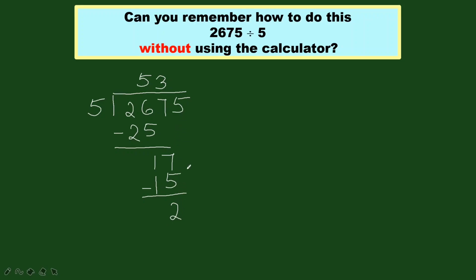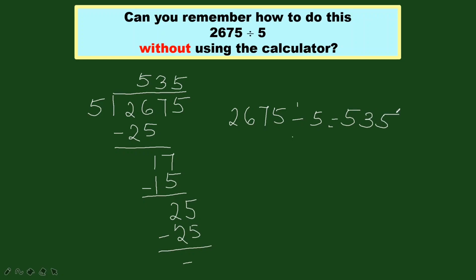Then I'm going to bring down the 5 and it will give me 25. So 25 divided by 5, I will get 5 here. And when I multiply them up, I will get 25. And there is no more remainder. So I can write 2675 divided by 5 is equal to 535. Okay, I'm done. I did the long division.